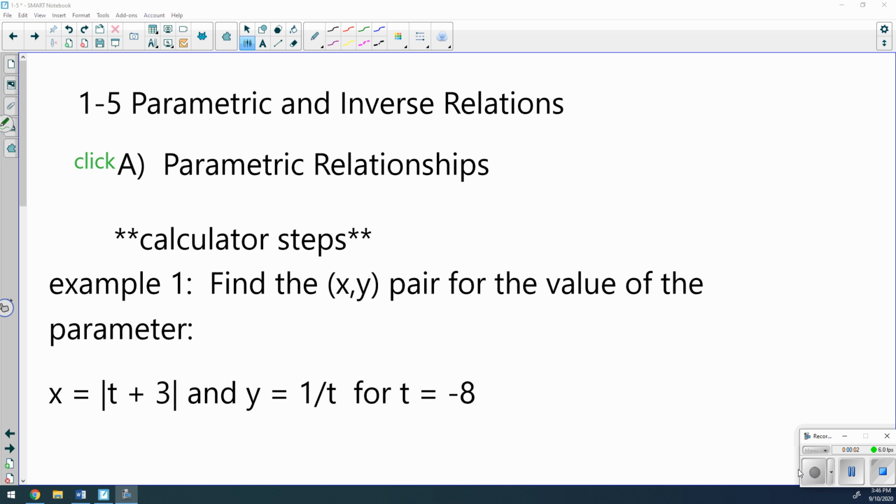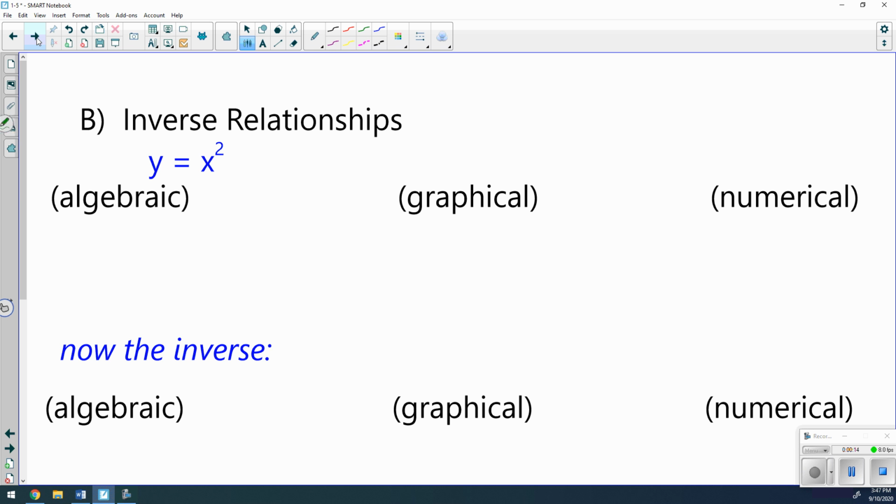All right, everybody, stay with me here. We're going to fast forward through 1.5 Part A, parametric relationships. We're going to talk about parametric relationships tomorrow in class. So turn the page over and find example B. I want to spend this video talking about inverse relationships.